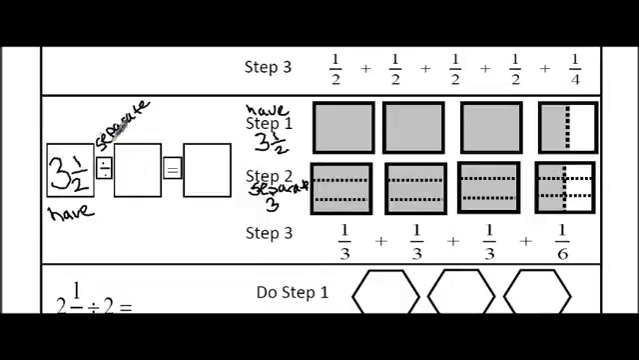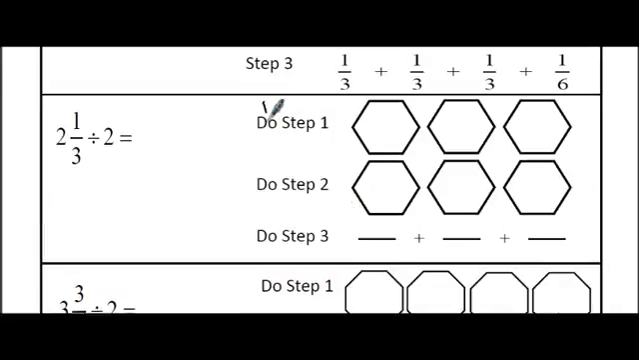And each group, if I separate it into 3 different groups, each group's going to get 1/3 of this box, 1/3 of this box, 1/3 of this box, and 1/6 of this last box. So 3/3, if I put those 3 pieces together, that's going to make 1 whole. So I see that each group will get 1 whole and 1/6. How much I have is 2 1/3.